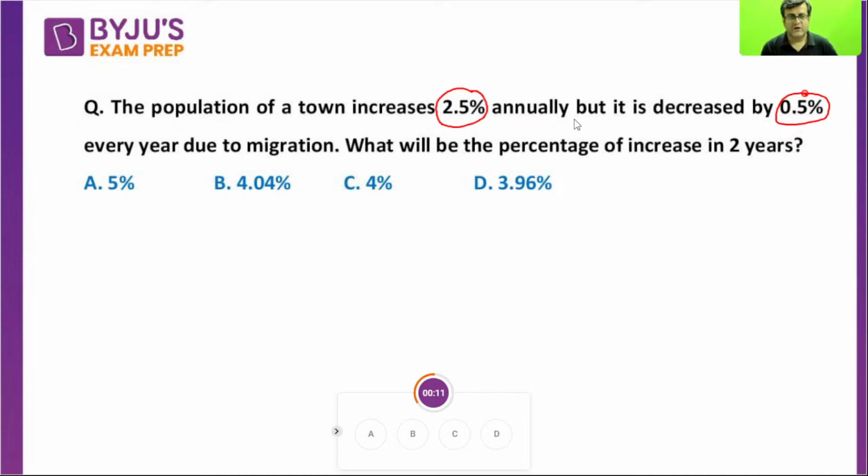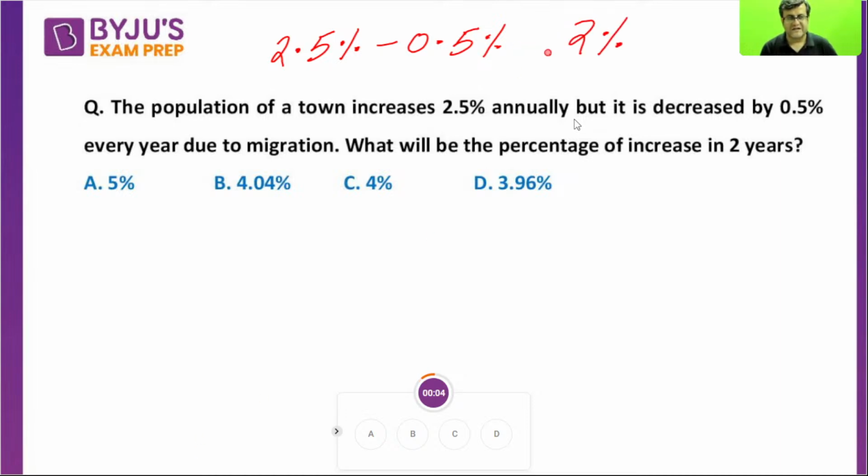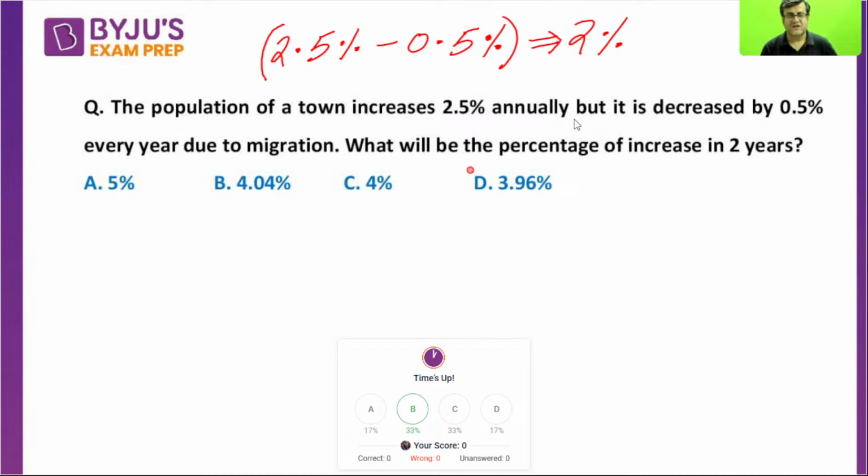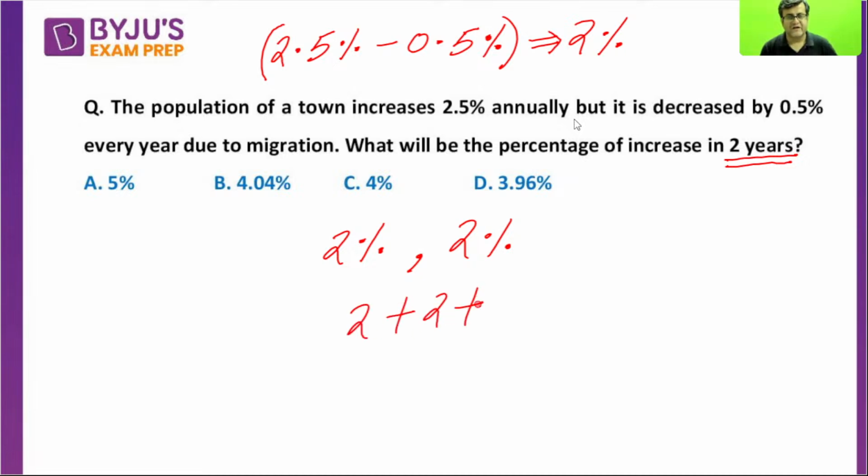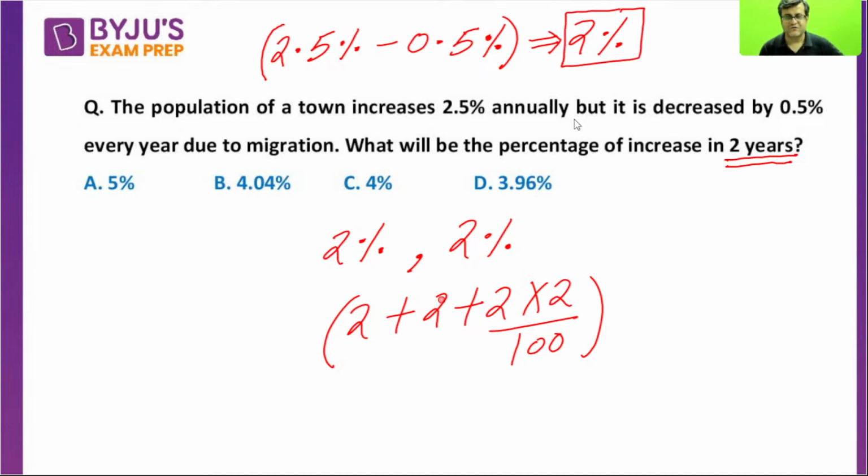0.5% is the decrease. If our value increases by 2.5%, then decreases by 0.5%, it means the value finally increases overall by 2%. So for 2 years, 2 times: first year increase by 2%, next year also increase by 2%. So 2 plus 2 plus 2 into 2 by 100. Use successive. Every year 2.5% increase, 0.5% decrease, so finally 2% increase. So 2%, 2% means 4.04% overall increase. B option is absolutely right. Okay, beta. Now clear it.